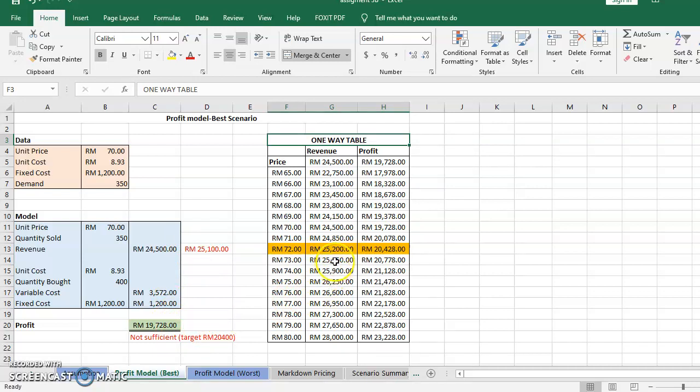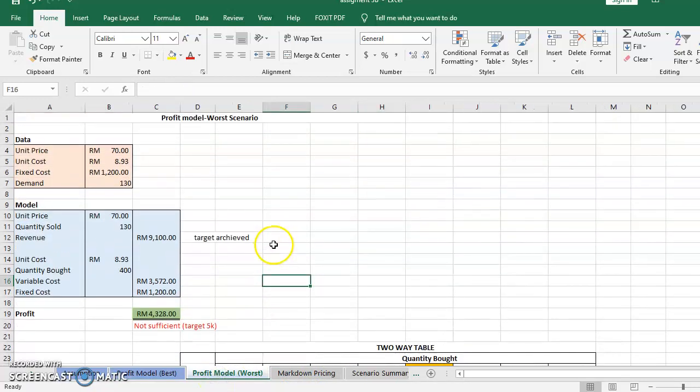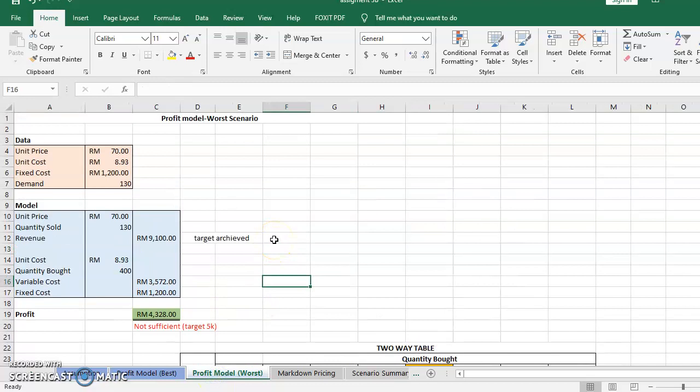From the result of the one-way table, I have to increase my price from 70 ringgit to 72 ringgit, which will get a revenue of 25,200 and a profit of 20,428 ringgit. So my final decision is to use RM 70 as my unit price. Move on to the next sheet, which is profit model worst scenario.